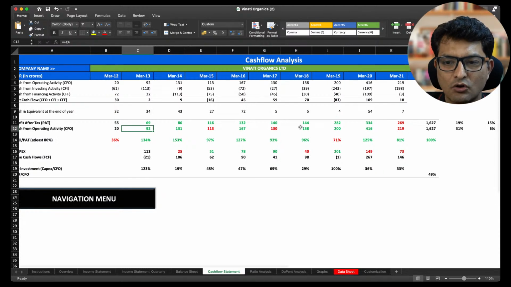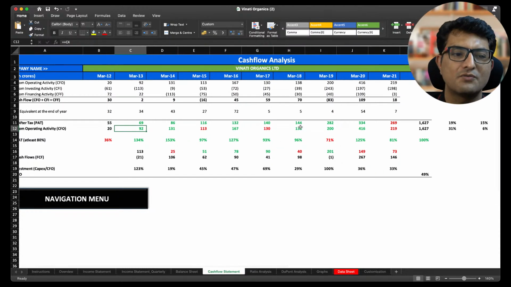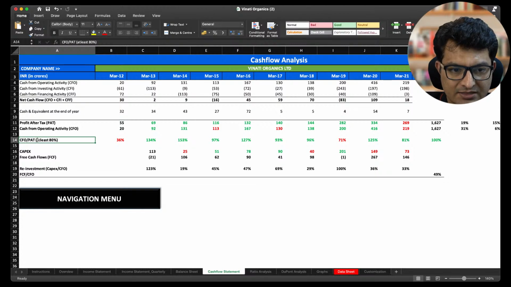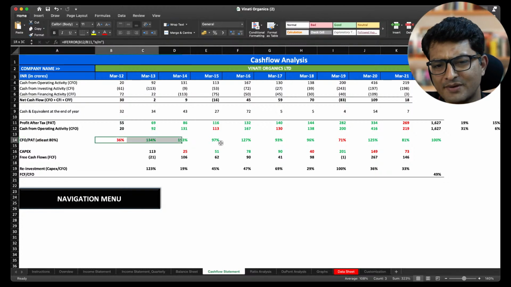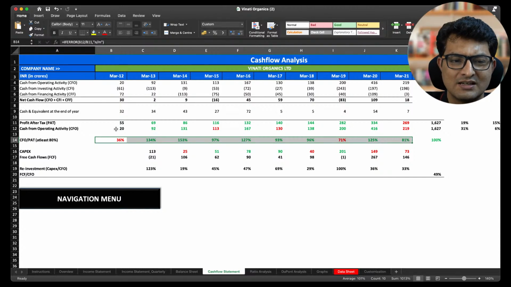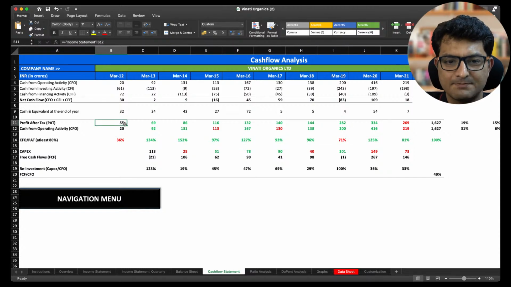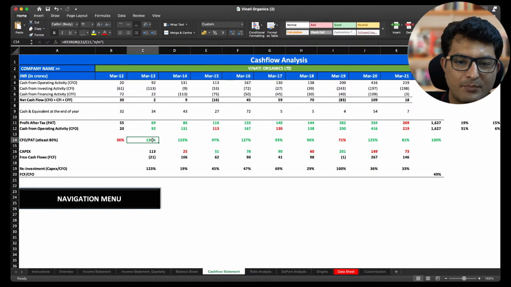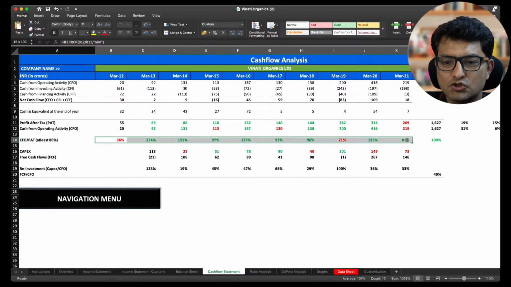But at least over a long period of time, 80% of the PAT should get converted into CFO. So that is where I have done this ratio, CFO by PAT. At least 80% over a period of time. Sometimes what happens is in one particular year they have booked it and the cash comes in next year. So it falls in one particular year, but it jumps in the next couple of years. That is perfectly fine. Over a period of time, it should ideally be more than 80%.